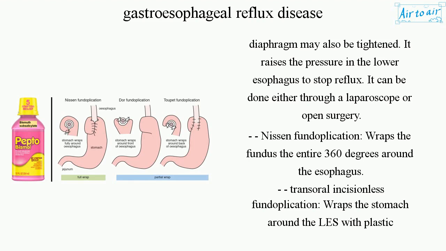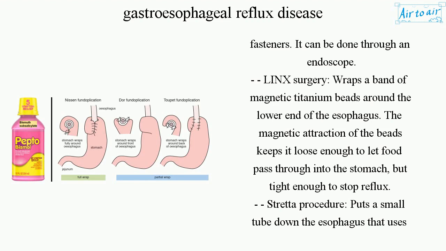Nissen fundoplication wraps the fundus the entire 360 degrees around the esophagus. Transoral incisionless fundoplication wraps the stomach around the LES with plastic fasteners. It can be done through an endoscope.